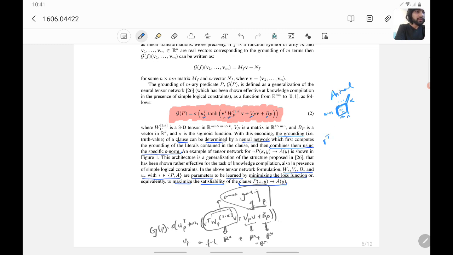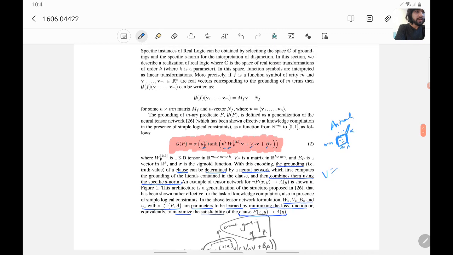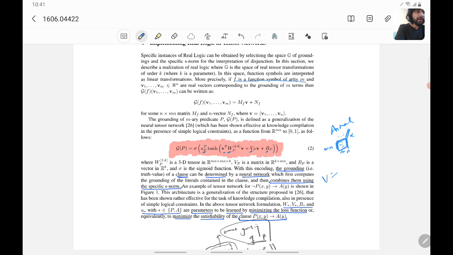So v transpose W v, where v transpose is the transpose. f is a function symbol of arity m, and v is defined as v1 to vm, which belong to R^n. Each is a real vector corresponding to the grounding of the m terms. So v is basically the grounding of whatever there is, and this particular operation is bilinear, not sure if it's called bilinear interpolation. W of 1 to k, which is the 3D tensor in R^(mn x mn x k), and this is a single layer. This part is similar to what a normal neural network does: a single layer, a single matrix transformation, and this is the bias.